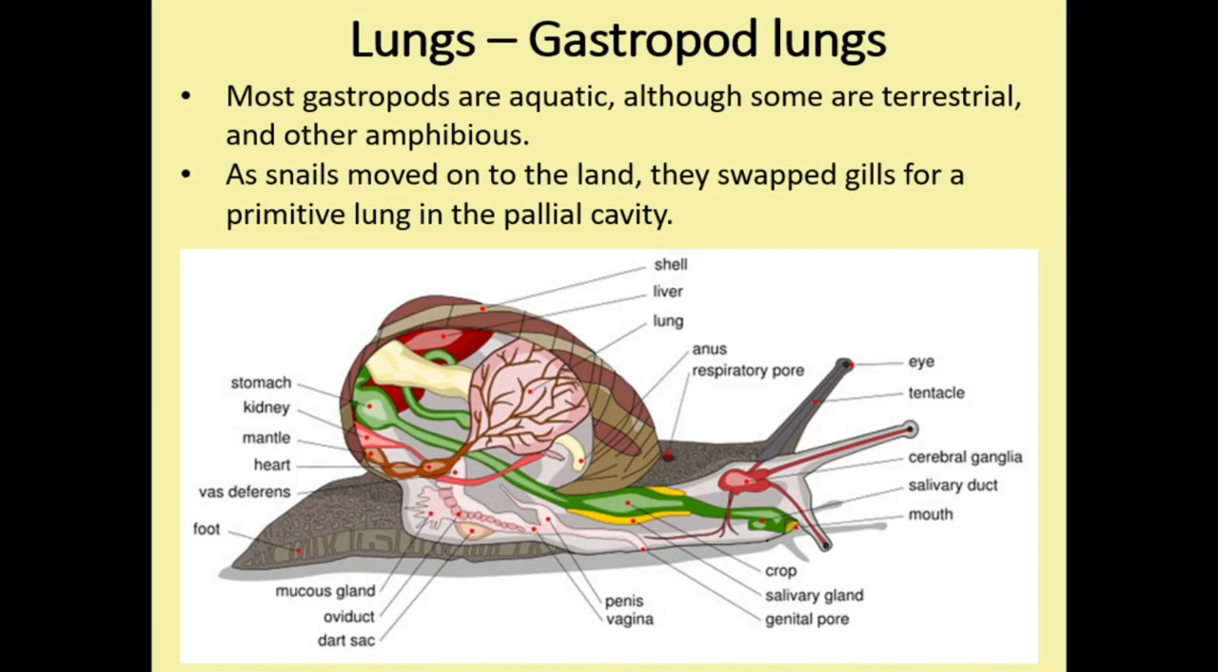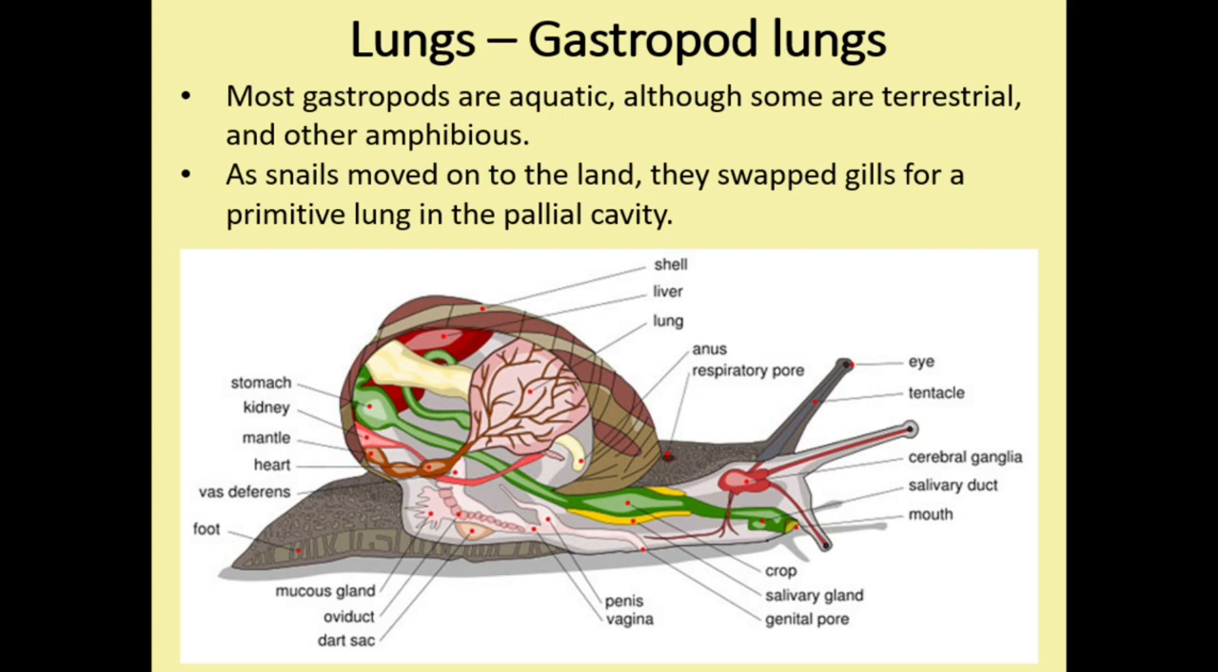So on this diagram, we can see the basic gastropod lung that I mentioned just now. So we've got our terrestrial mollusks. Although most gastropods, snails for instance, are aquatic, some are terrestrial. And then some will actually switch between the two, so they're amphibious. But as snails started to move on to land, they stopped using gills for their gas exchange. Gills do not work out of water. They do not work on land for a couple of reasons, really.